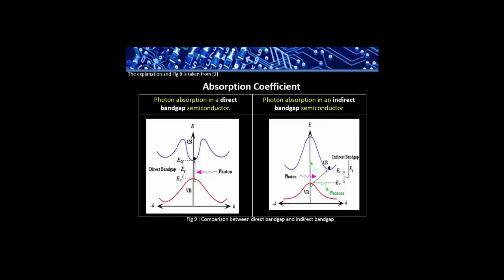Photon absorption does not require assistance from lattice vibrations for direct bandgap semiconductors. The absorption coefficient for direct bandgap semiconductors rises sharply with decreasing wavelength. Photon absorption requires assistance from lattice vibrations, phonons, for indirect bandgap semiconductors. The probability of photon absorption is not as high as in a direct transition, and the absorption coefficient does not rise sharply with decreasing wavelength as in direct bandgap.